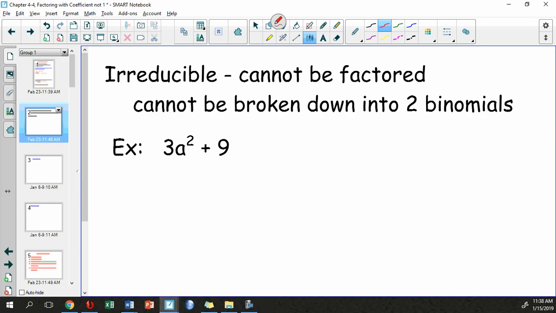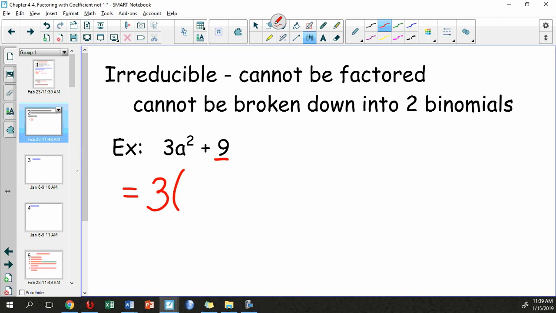So here we go. Irreducible, we learned this yesterday, is something that cannot be factored into two binomials. Okay? I cannot factor into two binomials is something we call irreducible. Now, I give you the example 3a squared plus 9. What is my smallest number up there? 3. Does 3 go into 9? Yes, so therefore I have a GCF of 3. Do I have an a in both terms? No, so I do not have a variable GCF. I only have a numerical GCF. Do we understand the difference?